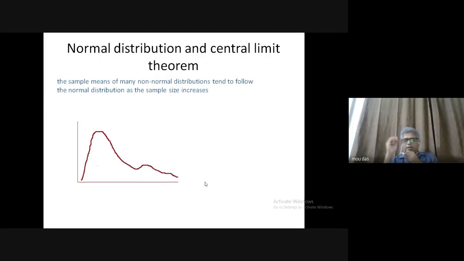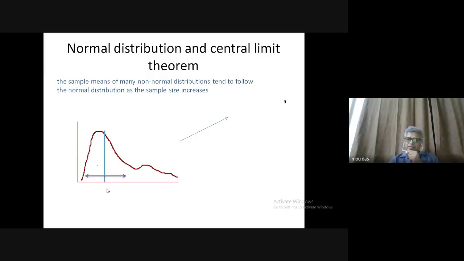Suppose there's a variable which is distributed like this. It doesn't follow any known distribution pattern. It is haphazardly distributed, where this is the probability function and these are the values of the attribute. It has a mean mu and a standard deviation sigma. Now suppose from this population you take samples of a fixed sample size, many times, say 100 times, 1000 times, 10,000 times, and you get the mean for each of these samples.